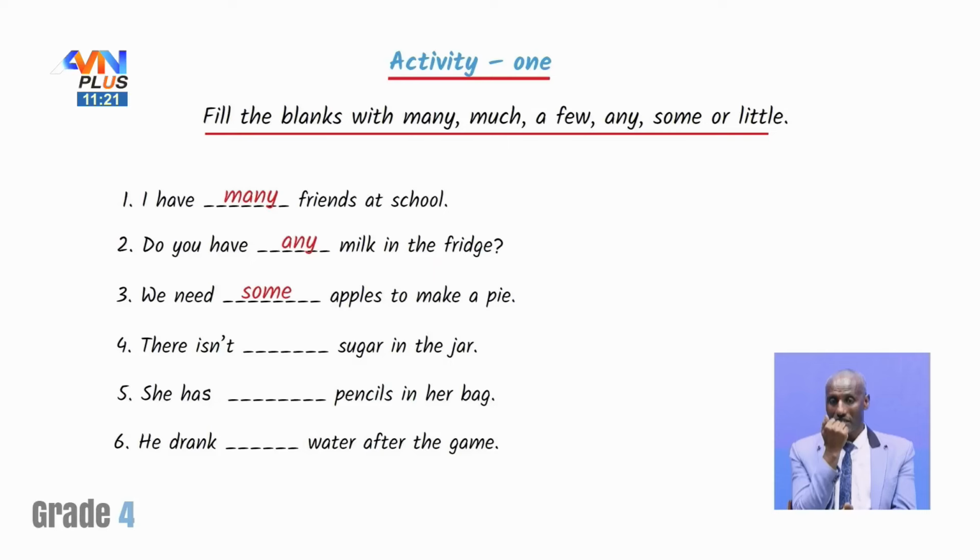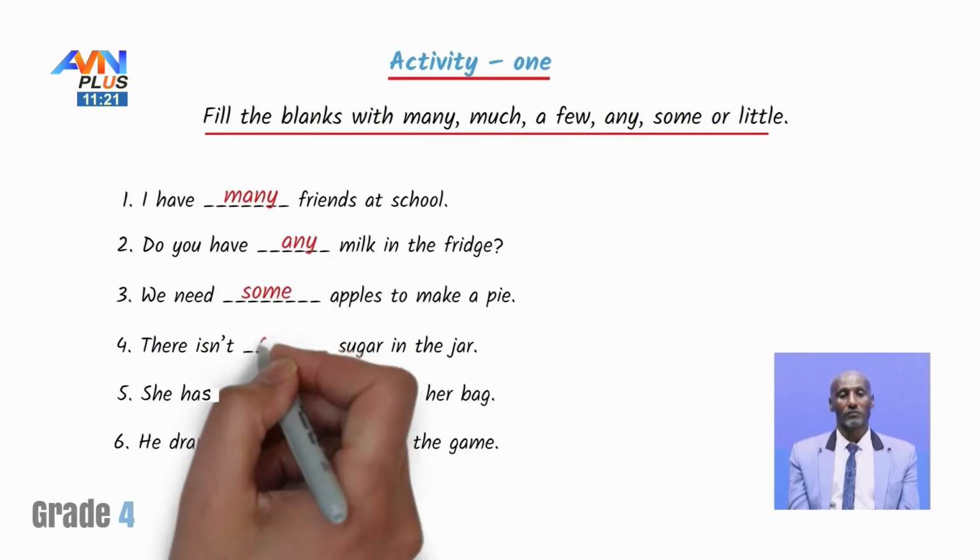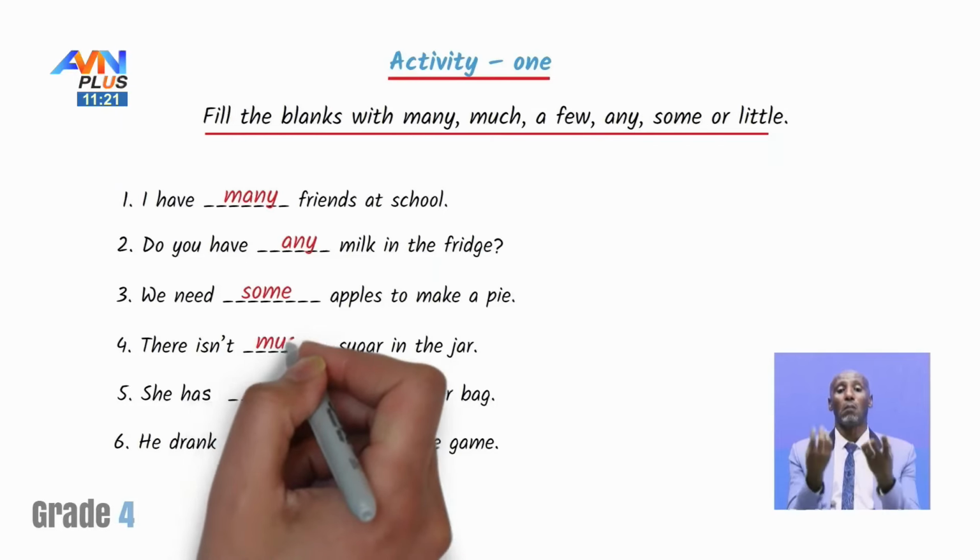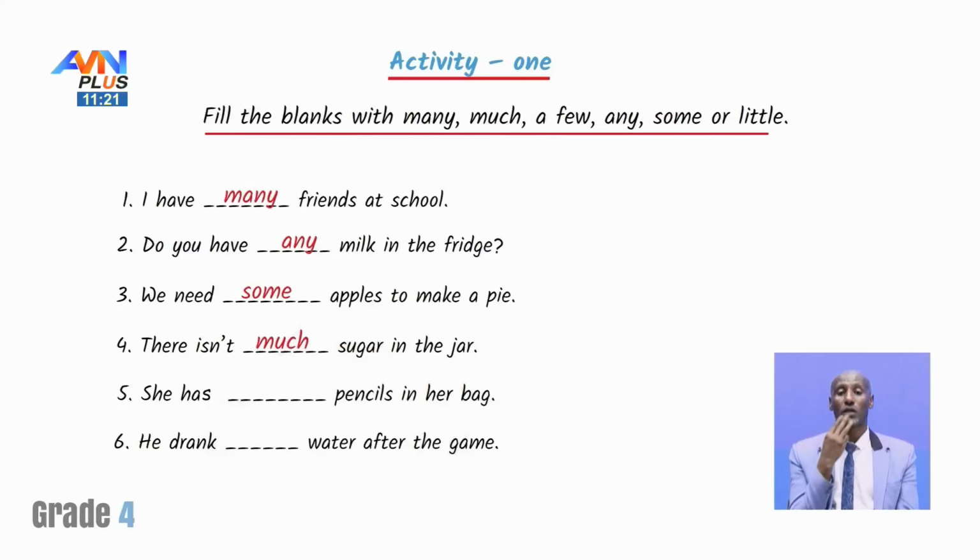Question number 4. There is not blank sugar in the jar. When we come to sugar, here is an uncountable noun, like rice or money. So here we can use much. There is not much sugar in the jar. It's not a countable noun.